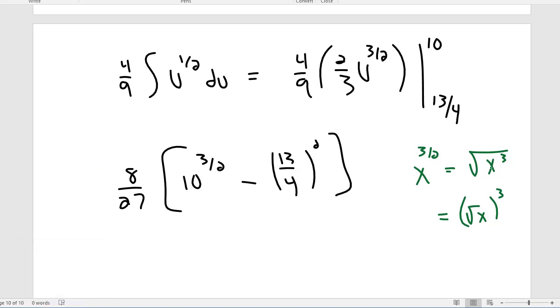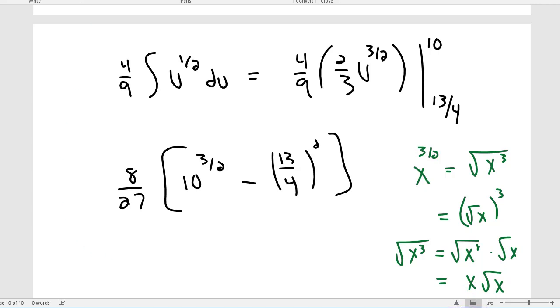What I could do is the square root of x cubed. I could write it as the square root of x squared times the square root of x. So I get just x times root x. So if I plug 10 into this expression, 10 to the 3 halves is the square root of 10 cubed. So then we have 10 squared times root 10. Right? So the square root of 10 squared is just 10, and then root 10 inside.